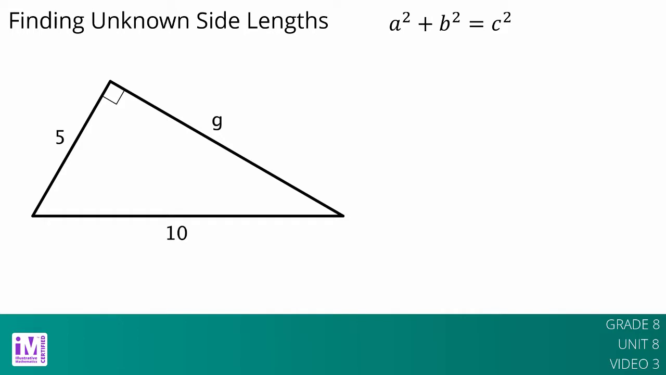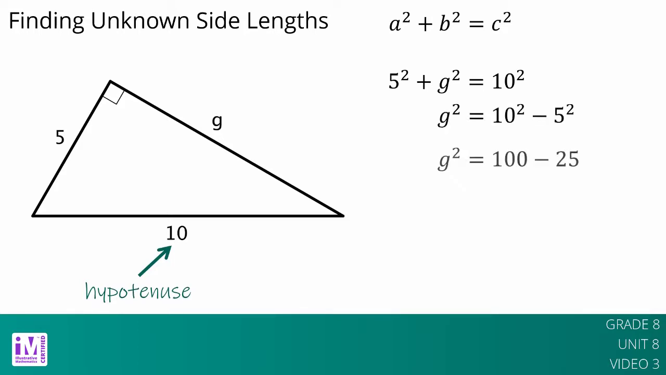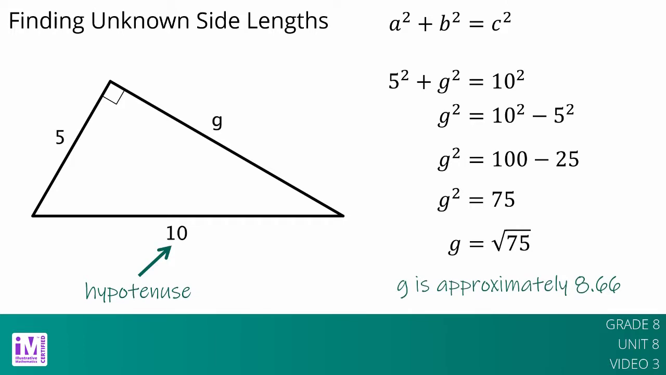For this triangle, the hypotenuse is 10. So 5 squared plus g squared equals 10 squared. We can now use estimation strategies to know that the length of the other leg is between 8 and 9 units, since 75 is between 64 and 81. A calculator with a square root function gives the square root of 75 is approximately 8.66.